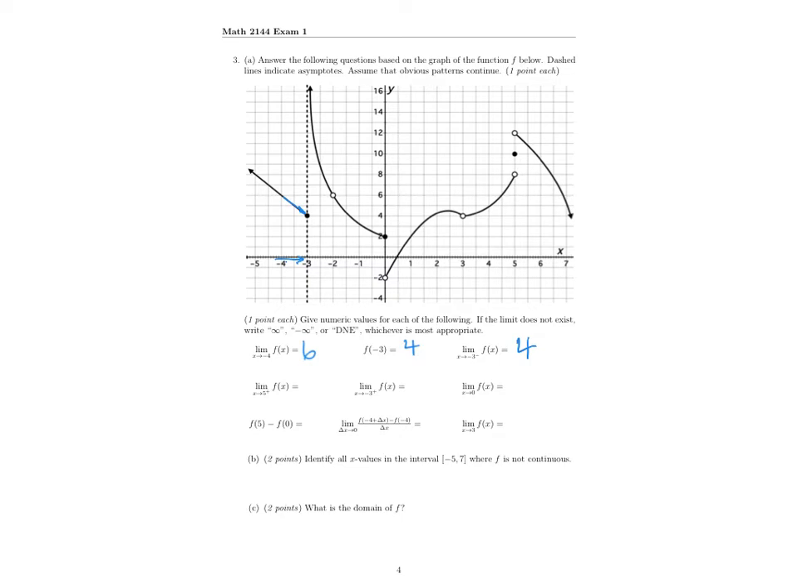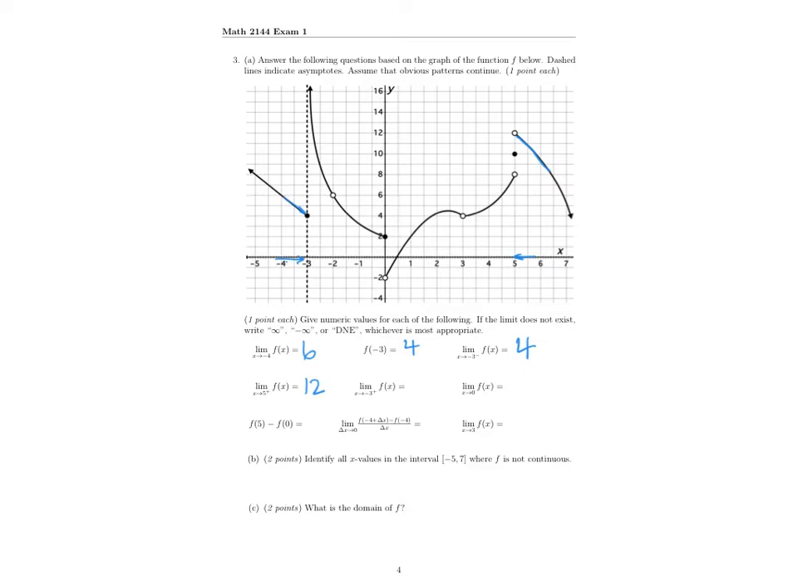And so I'm going to go over here to 5. And I want to come in from the right-hand side. And so the limit as x approaches 5 from the right, it looks like it's going towards the y value 12. The next question asks for the limit as x approaches -3 from the right.